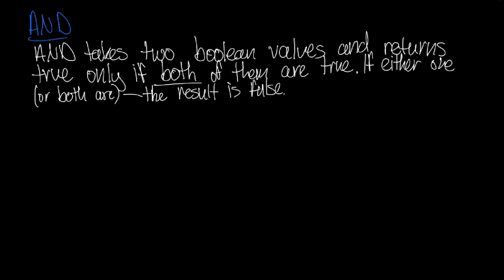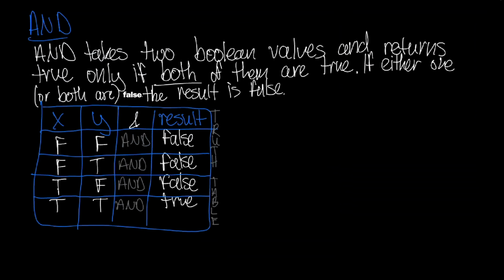The next one that we'll talk about is and. So and takes two Boolean values and returns true only if both of them are true. If either of them is false, or both are, then the result is false. So if we take a look at this truth table, we can see the full set of possibilities. Given x and y are any two variables that we are comparing, if x is false and y is false, and we AND them, the result is going to be false. If it's false and true, it's still false.